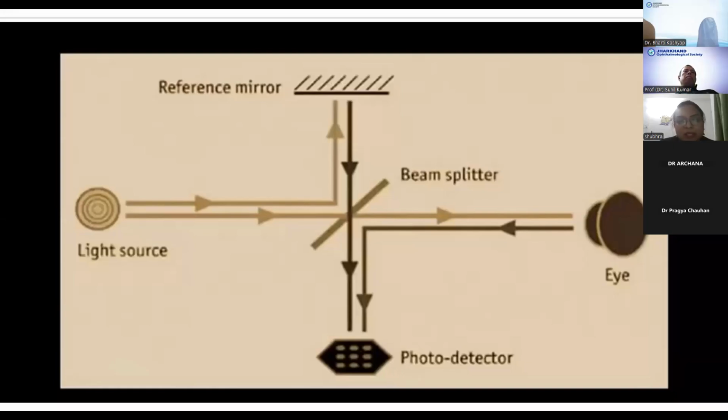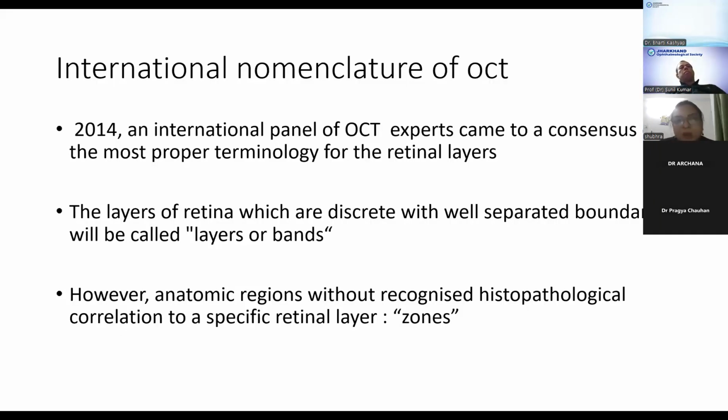So coming to the principle of what happens. From the light source, there's a light which goes, and this light is then split by a beam splitter. So the split light now is divided into two parts. One part goes to the reference mirror, the other part goes to the patient's eye. And from both these places, the beam that has gone is reflected back. And the machine detects what is the time delay between these two reflected beams. And that time delay is how the OCT is performed.